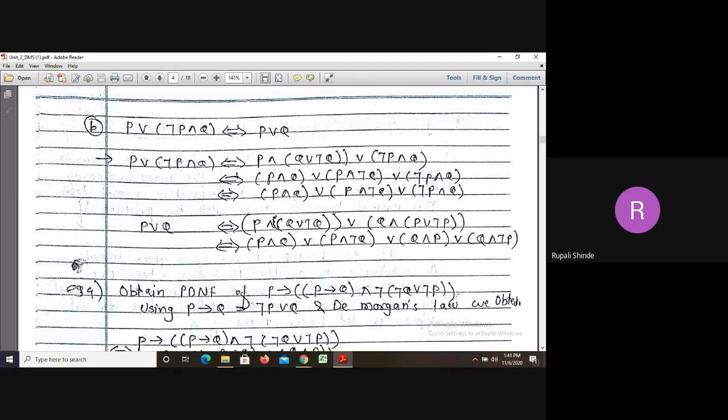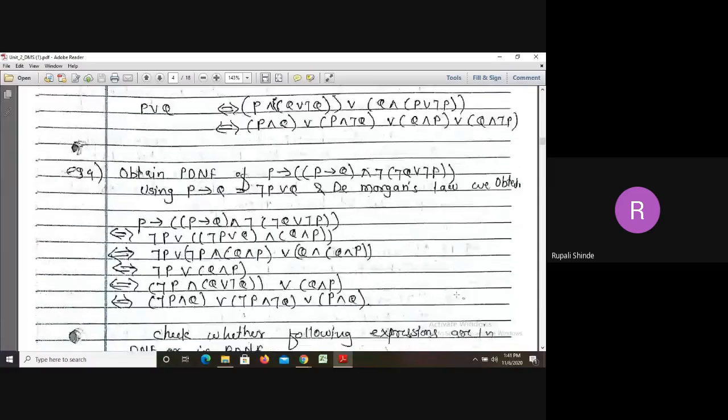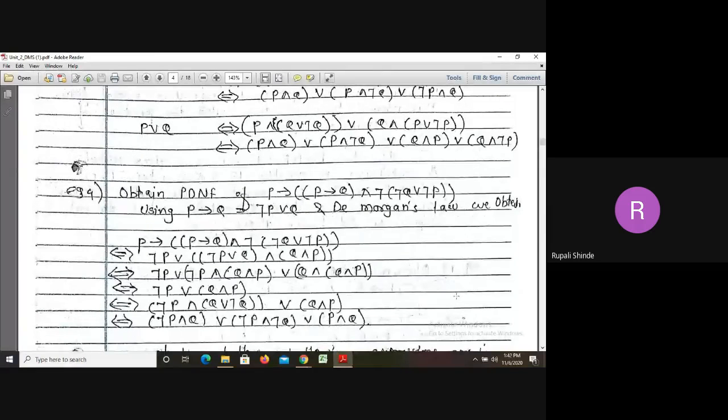So the next question is: obtain the PDNF of P conditional (P conditional Q) and (negation of negation Q or negation P). Okay. So for this formula we have to obtain the PDNF, that is the sum of product canonical form. So check here. First of all we have to remove this conditional from this formula. So how can we remove this conditional? Check here. For this conditional, we can write negation P or this whole formula. Because what is the formula for P conditional Q? This is equivalent to negation P or Q. Means what?